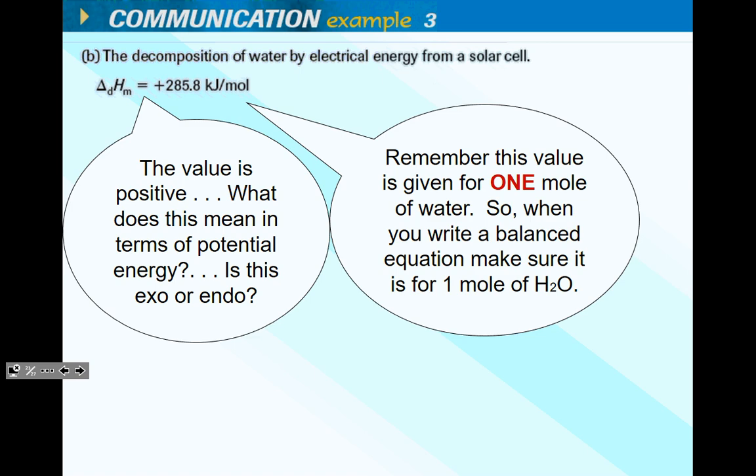Okay, the decomposition of water by electrical energy from a solar cell. We have our delta H of decomposition, or our molar enthalpy of decomposition, to be positive 285.8 kilojoules. So this value is positive. What does that mean in terms of potential energy? And remember, this value is given for 1 mole of water. So very important, when you're writing a balanced equation, make sure it's for 1 mole of water. If it's not for 1 mole of water, you've got to change that delta H.